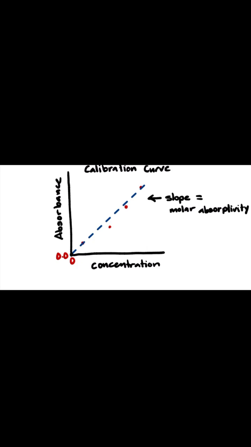The spectrophotometer must be set to 0, otherwise the absorbance and the molar absorptivity would be inaccurate. Setting the machine to 0 means setting the absorbance to 0, so the y-intercept for the calibration curve would start at 0.